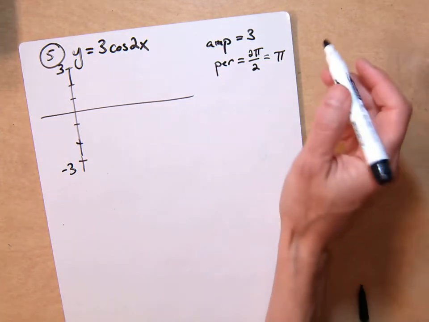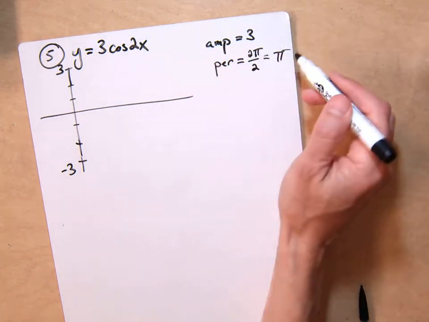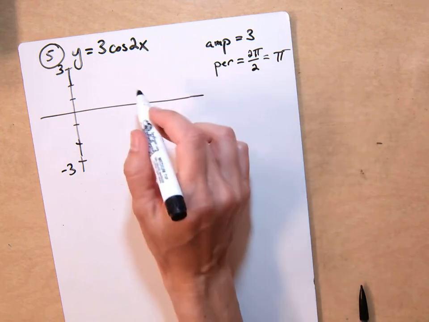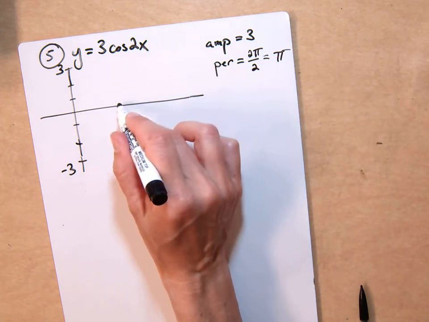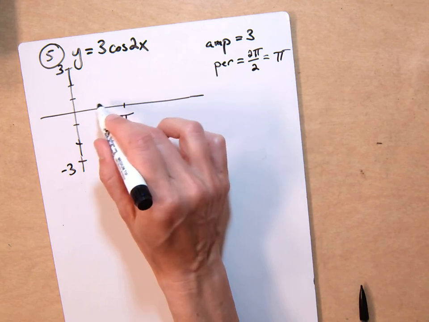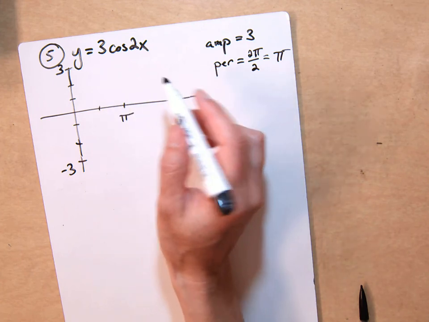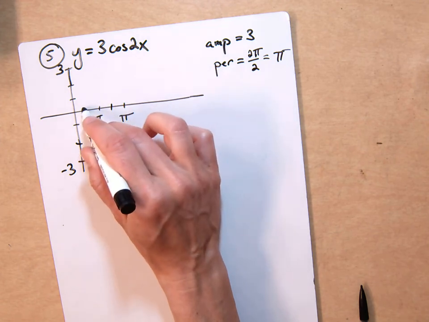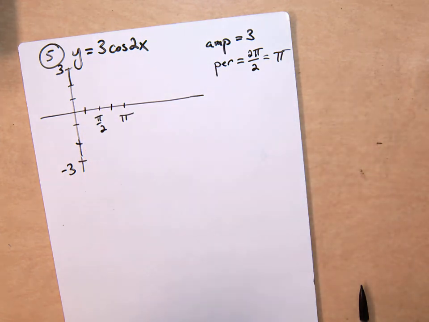The period is more frequent because the frequency is 2. The period is pi, but we're only doing 1 period, so we'll go out to pi. We'll cut it in half. Good. And cut each of these in half, because I always need 5 very clear points. And where do we start? Cosine. Highest or middle?